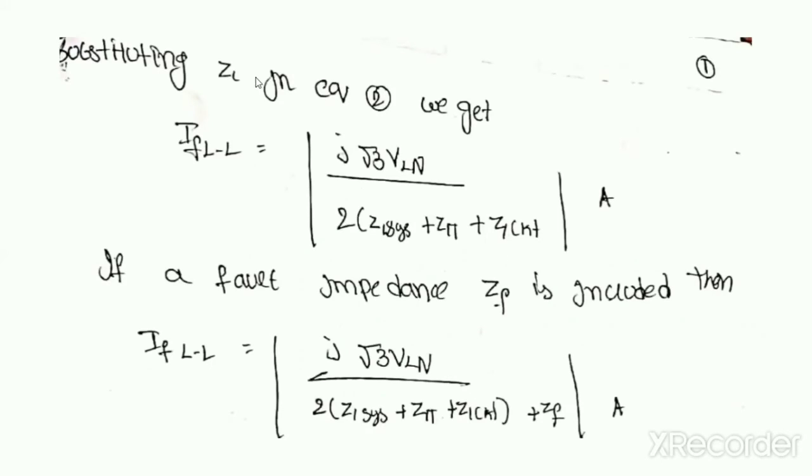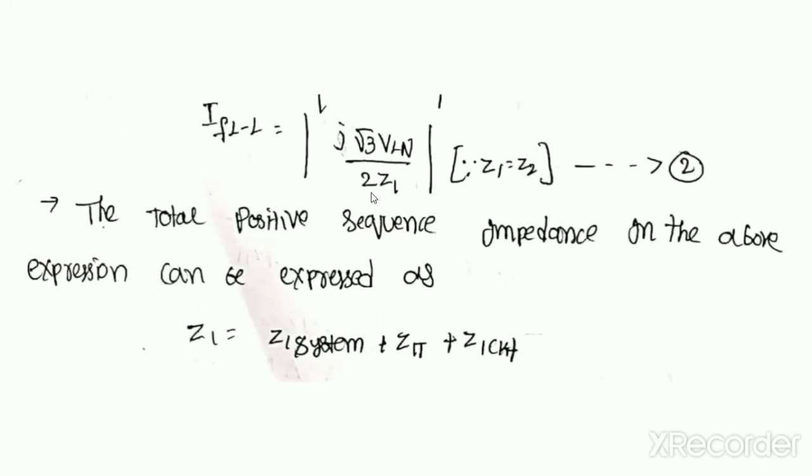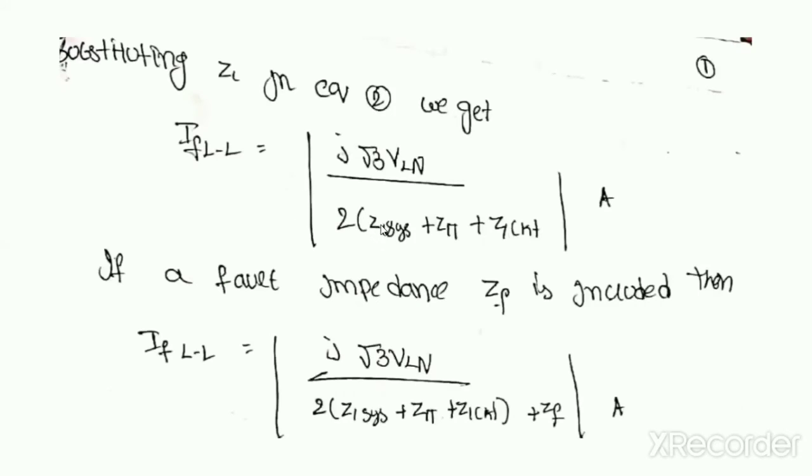Substituting Z1 from equation number 2, that is Z1 is equal to Z1 system plus Z1T plus Z1 circuit, into this equation, we obtain Z1 system plus Z1T plus Z1 circuit.